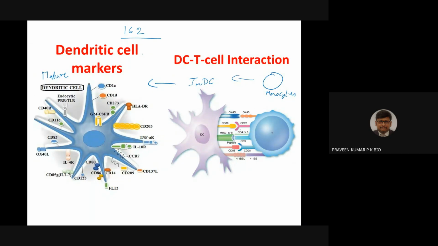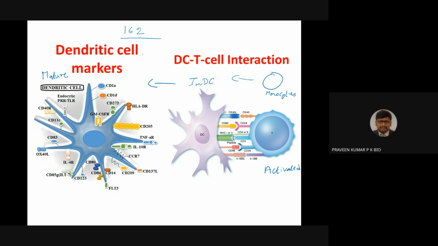Similarly, what are the other interactions important for T cell and dendritic cell activation? The next important molecules are the co-stimulatory molecules like CD80 and CD86. These are co-stimulatory molecules present on dendritic cells. If they interact with CD28, what is going to happen? The T cell gets activated.